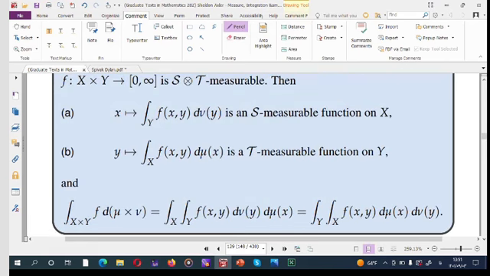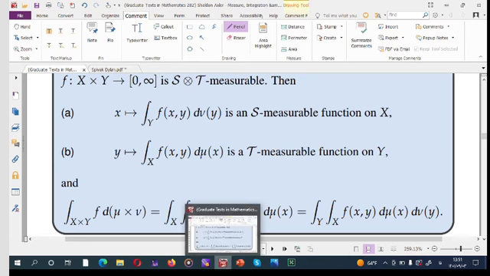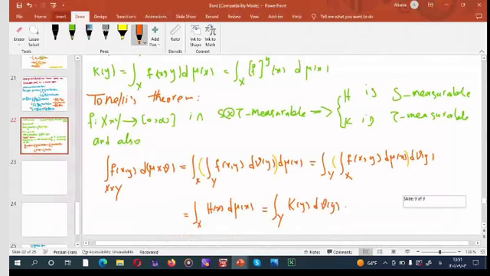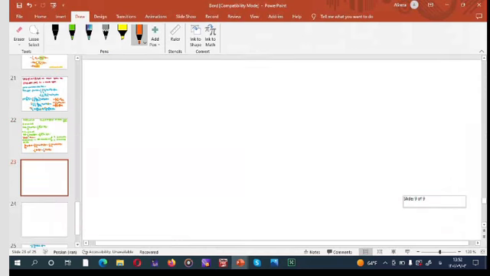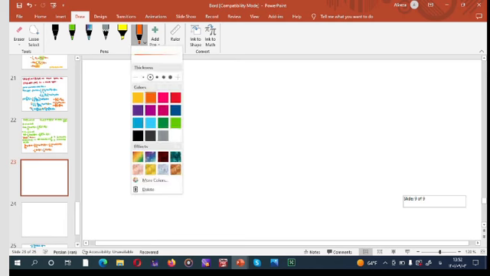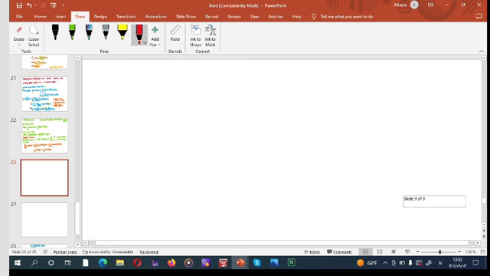Please note that in this section, I remember that we have two measure spaces, X, S, mu, and Y, T, nu, for example.